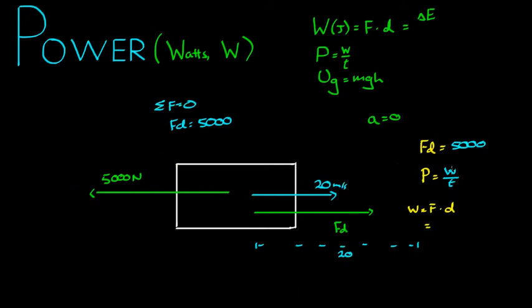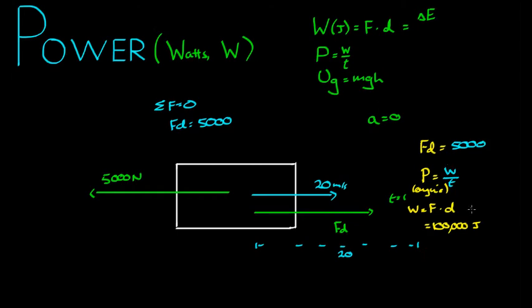But if we're trying to calculate the power of the engine here, we're looking only at the work done by the engine, not the friction. So the work done by the engine is force times distance. Distance was 20 meters in a single second. So that would be 5,000 times 20, which is 100,000 joules.